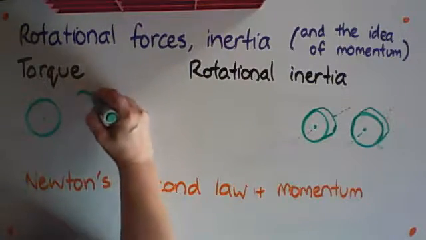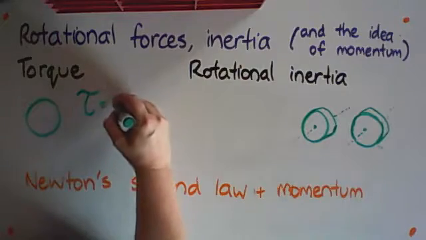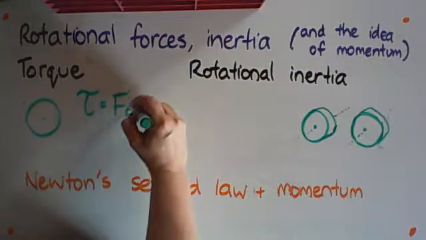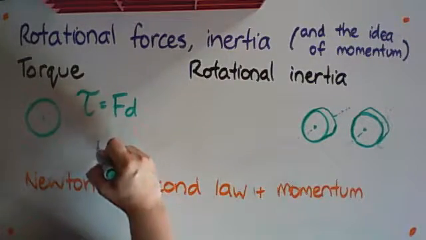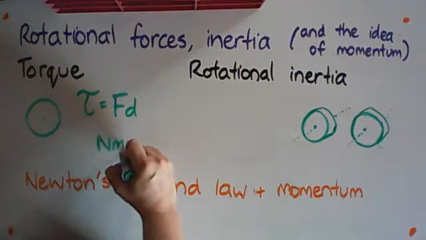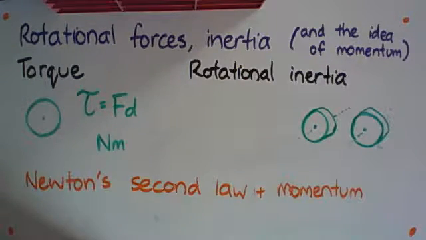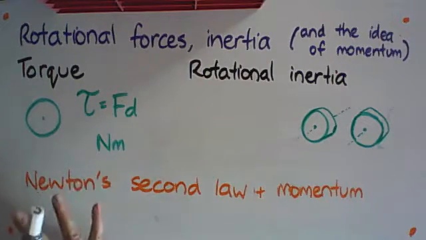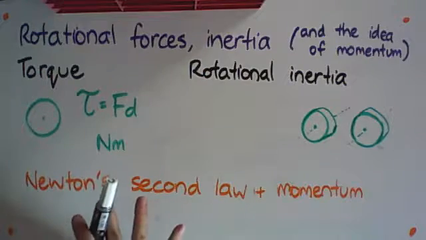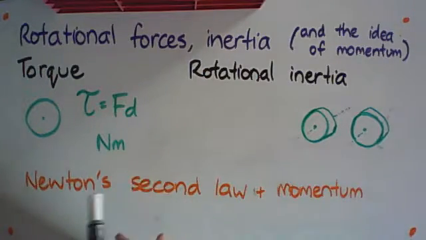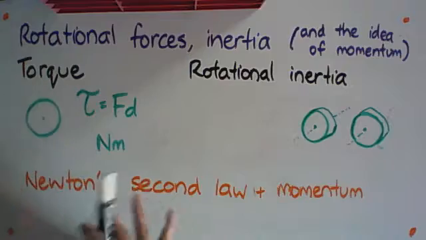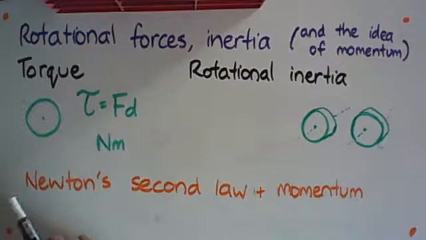And we still use our same formula, torque equals force times distance, and we still have the same units, Newton meters. Okay, so torque in level 3 is much more dynamic. It's much less about pivot points and balance and much more about Newton's second law and momentum, which is why I've got that on the bottom there to remind us.